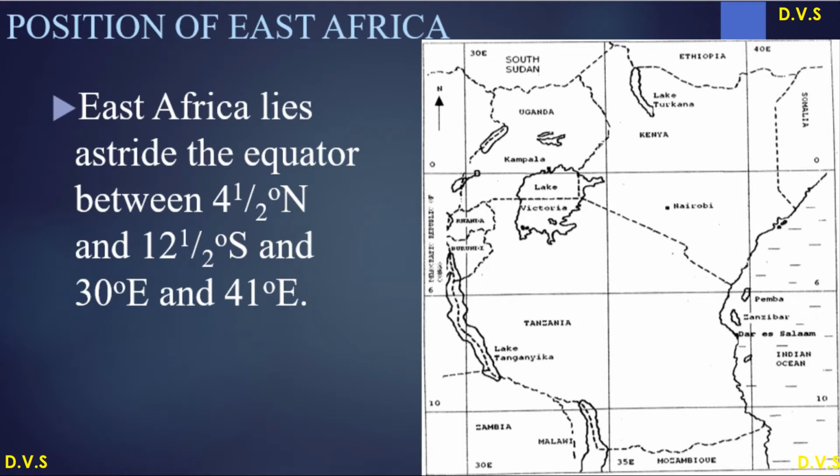The position of East Africa. East Africa lies astride the equator between 4 degrees north and 12 degrees south. The equator line is here, 0 degrees. In the north, East Africa stretches 4 degrees, and in the south it stretches 12 and a half degrees. In relation to the prime meridian, East Africa lies between 30 degrees east and 41 degrees east of the prime meridian.